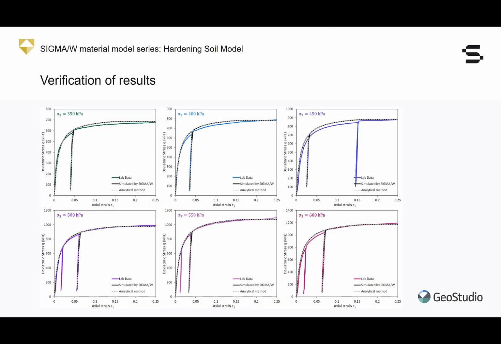The same trends can be observed for the next 6 tests that had confining pressures ranging from 350 kilopascals to 600 kilopascals.